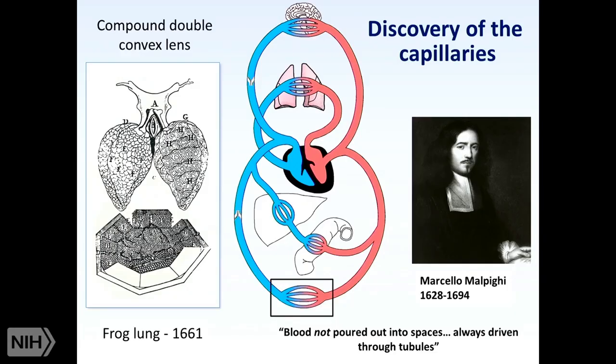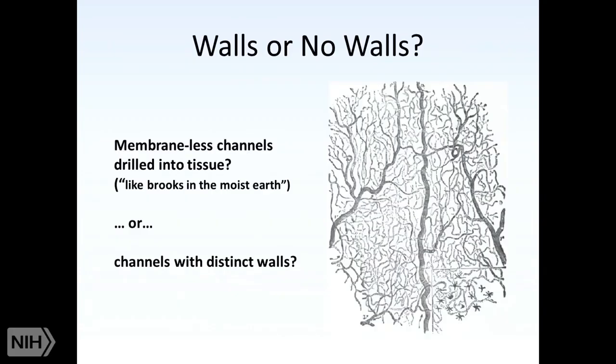And then he went on to look at other tissues and other organs and found the same pattern virtually everywhere. Now, what's surprising by today's standards is that the following 200 years was characterized, and in many ways paralyzed, by a lively debate as to the entity of these structures. Were they simply canals that were drilled into tissue, or did they have distinct walls?